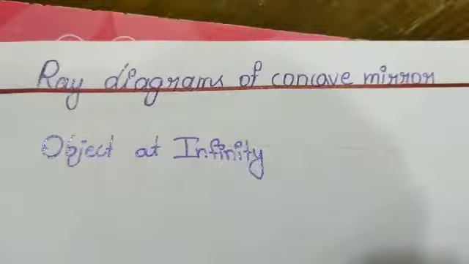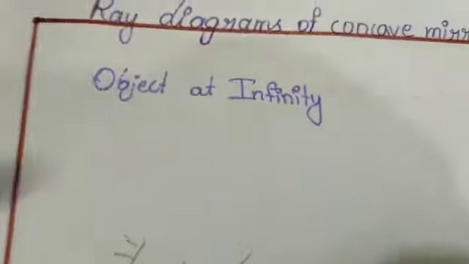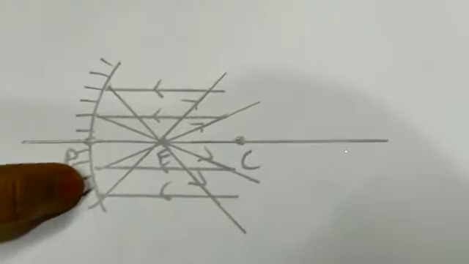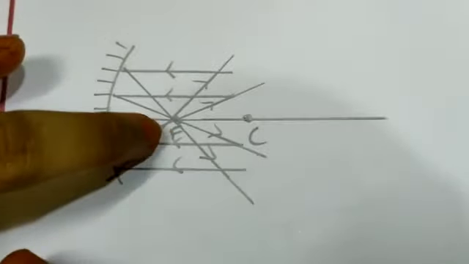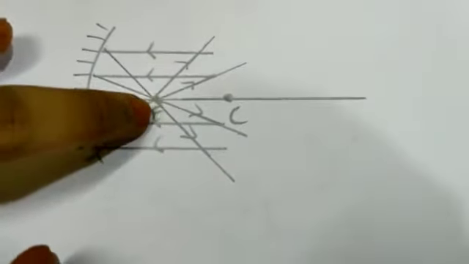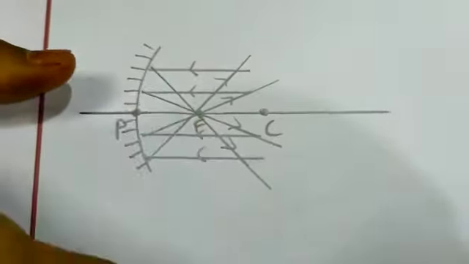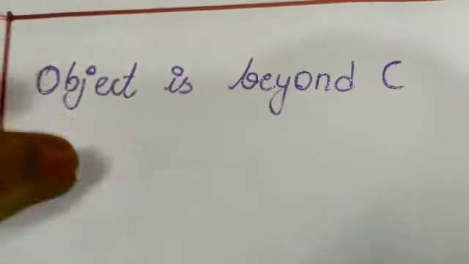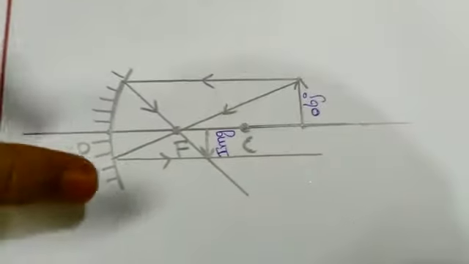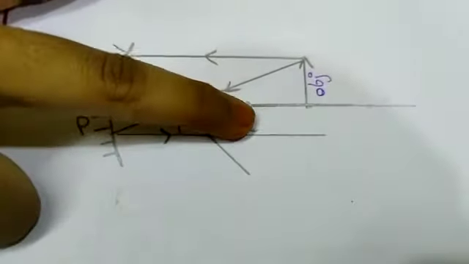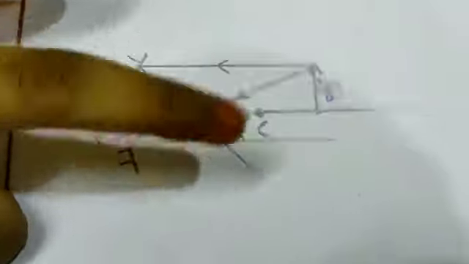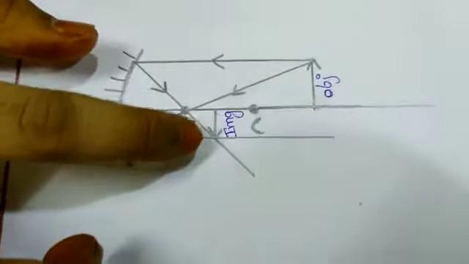Now let us see the ray diagrams of concave mirror. So the first one is object at infinity. As I said, when the object is at infinity, the image will be formed at the focal point and the size of the image will be point size. And the next one is when the object is beyond C. When the object is beyond C, the image will be formed between focal point and center of curvature, that is between F and C. And the size of the image will be diminished and inverted.